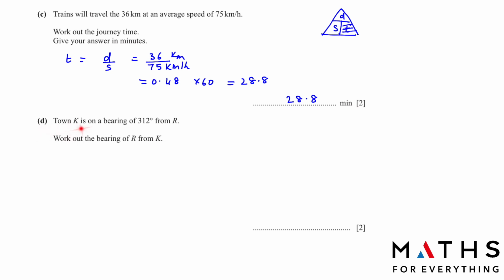Part D, town K is on a bearing of 312 from R. Work out the bearing of R from K. Whenever there's a trick way to solve it, whenever you have the bearing more than 180 and you want to find the other bearing, always subtract 180 from it and we will get 132 as the answer. That is your bearing. So I hope you understand. If your value is more than 180, the bearing that is given to you, from that you subtract 180, you will get the other bearing.